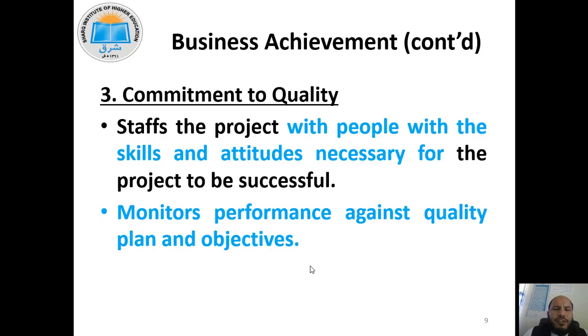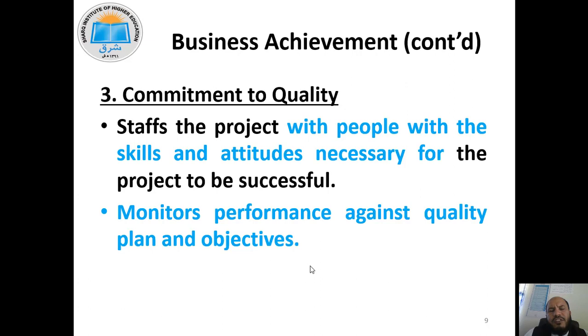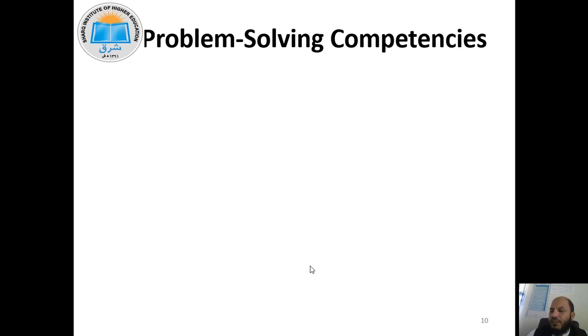For example, we are working for quality, we are working for the outputs. To achieve the outputs, the project manager is responsible to monitor all the project activities on a daily basis, routinely. It is a systematic activity through which the project achieves its objectives. So it is one of the responsibilities of the project manager. The first competency of the project manager was the business achievement competencies. The second one is the problem solving competencies. So what does problem solving competencies mean? Let's explain the problem solving competencies.